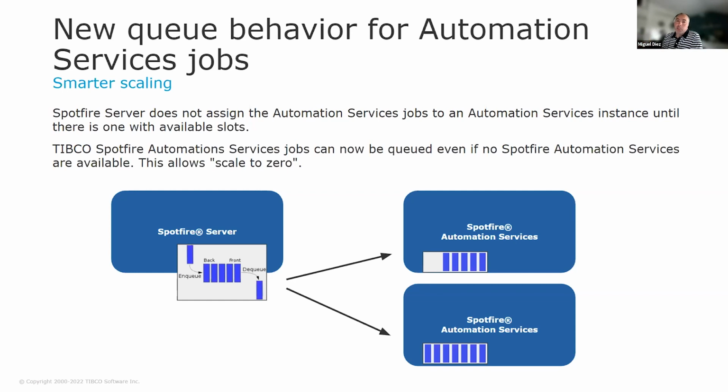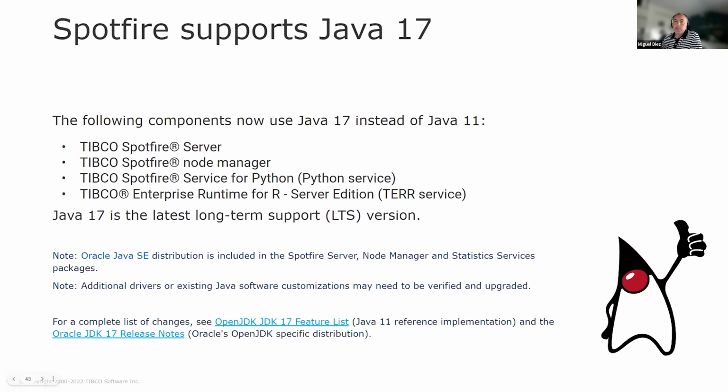This is pretty useful, for example, using the jobs queue as a scaling trigger. You can start more automation services instances only when you need it. And finally, Spotfire 12 supports Java 17 for all the services.